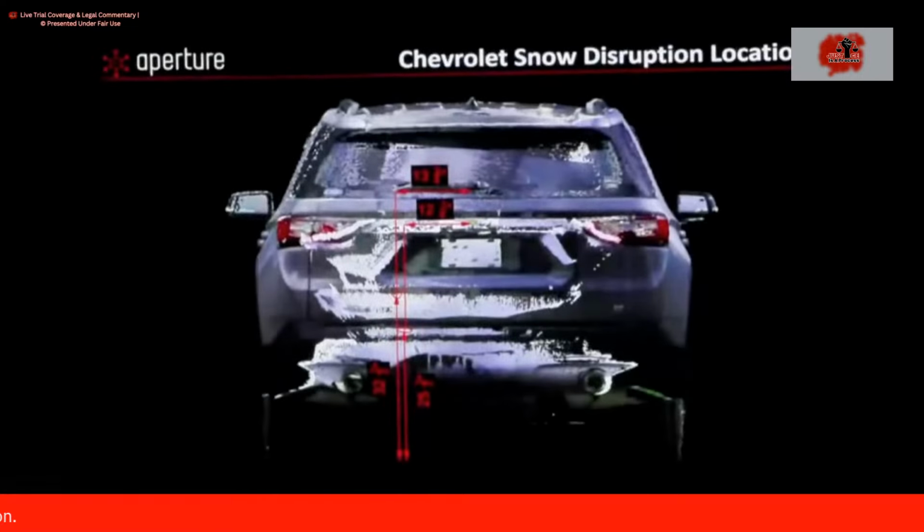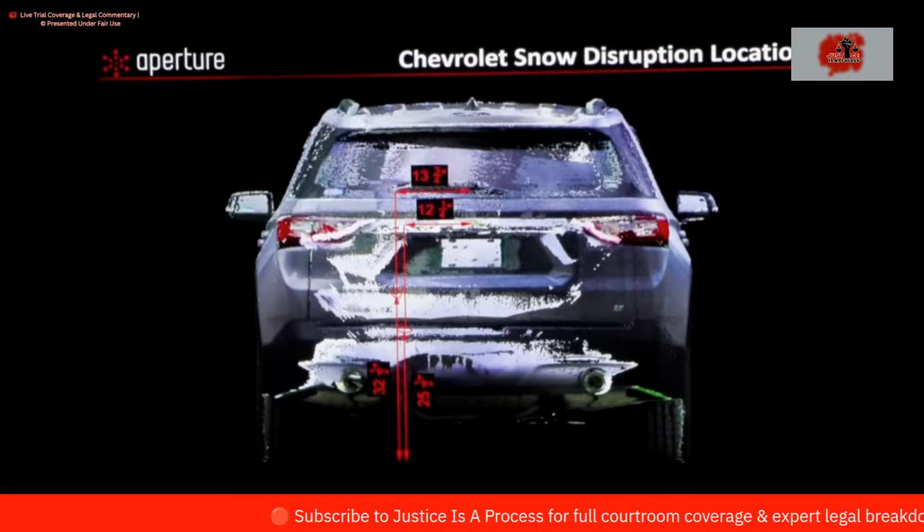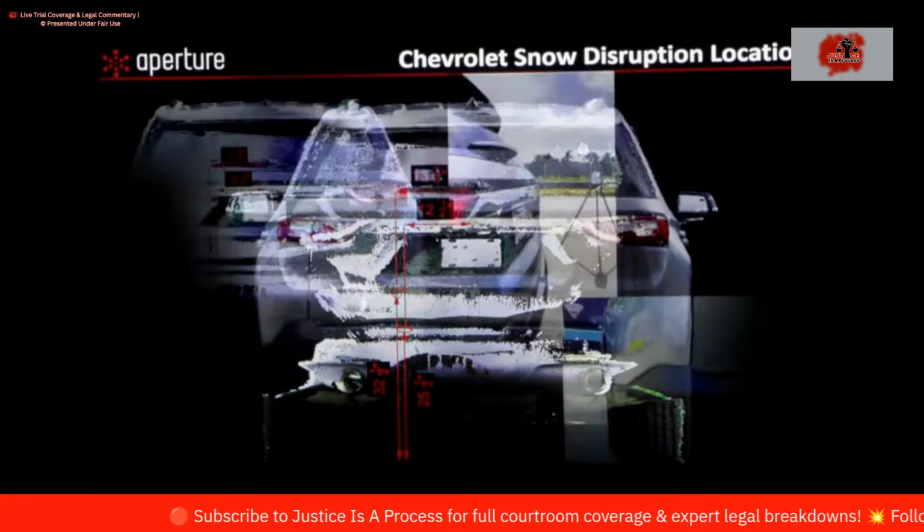So we took a whole bunch of data points within those two areas where the snow got dislodged, and we're looking at where that is. So if you look at that on the vehicle, this is where it is on the rear of Mr. O'Keefe's Chevrolet. You can see it's about 25 and a half inches above ground, 32 and a half inches above ground.